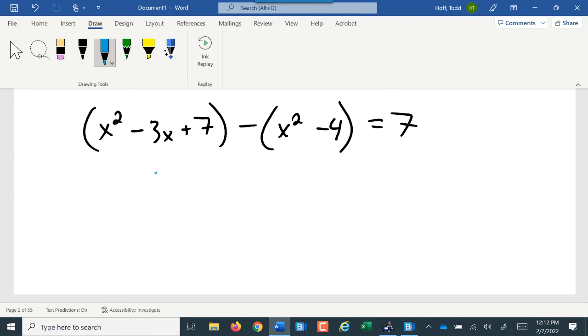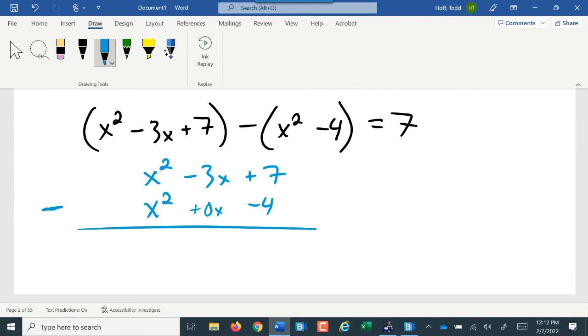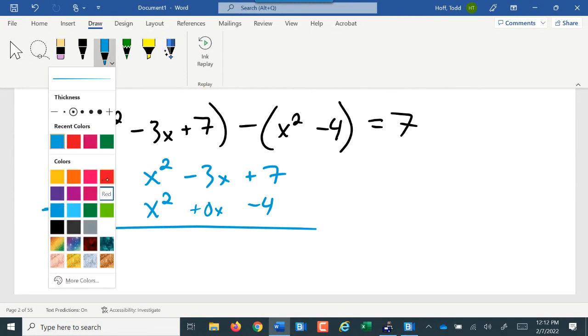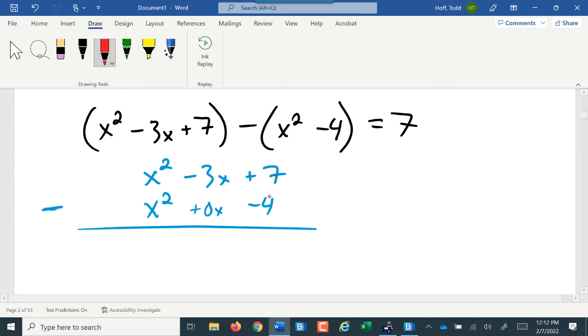But let's go back to our combining polynomials. This is x squared minus 3x plus 7 minus, we have the x squared. There's no x, so let's put in a 0x minus 4. And we are subtracting. So let's do that subtraction. 7 minus a negative 4 is a positive 11. Negative 3 minus 0 is still negative 3x. x squared minus x squared cancels out. It's gone. So we have negative 3x plus 11 equals 7.